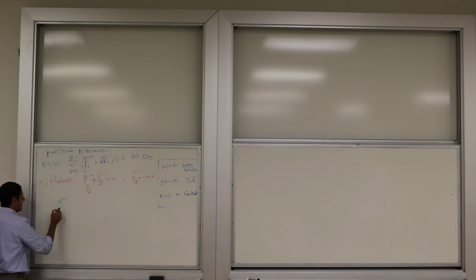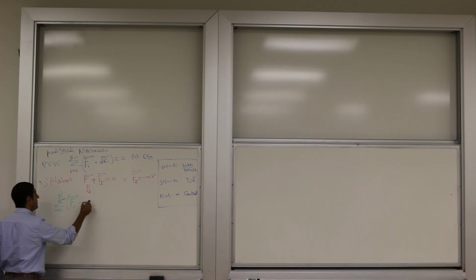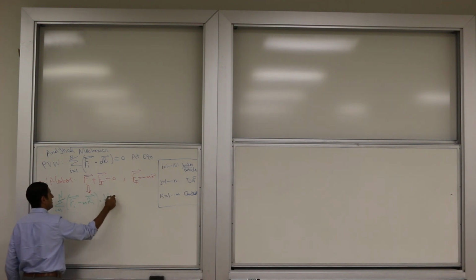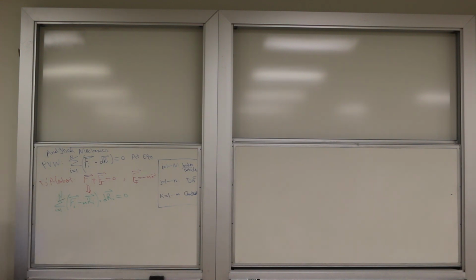So summation i equals 1 to large N, Fi, I'm going to add the minus m a, ri double dot, dotted with the same thing, equal to 0. This is, again, the principle of virtual work applied to dynamic problems. Any question about that? Like I said, if you have any question, please never feel shy.